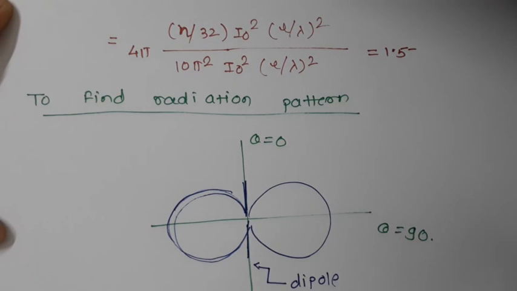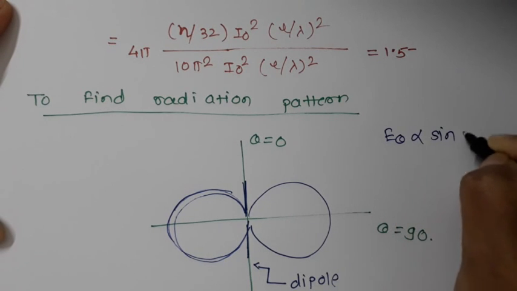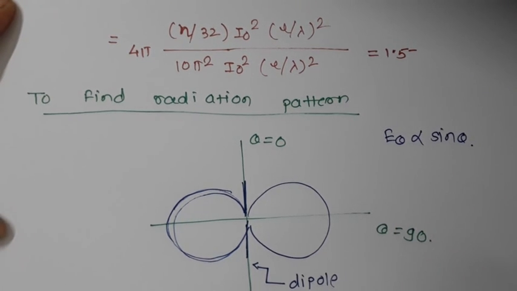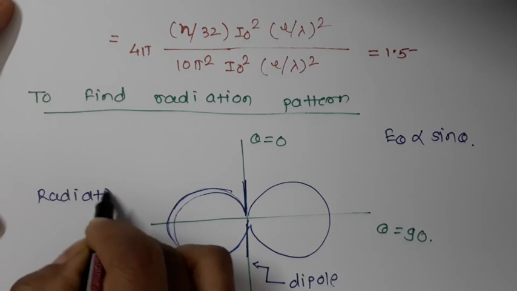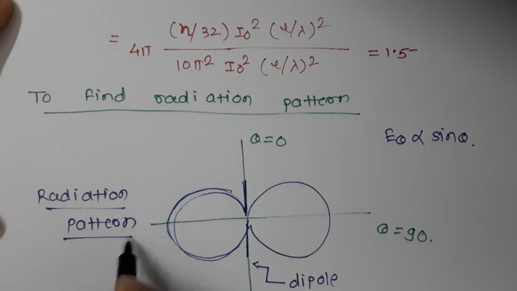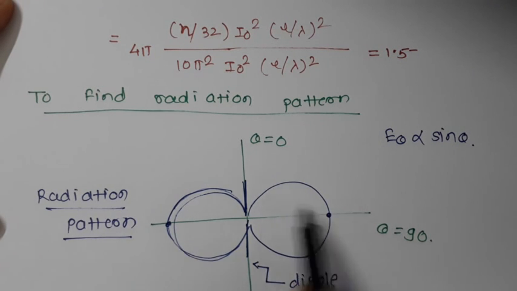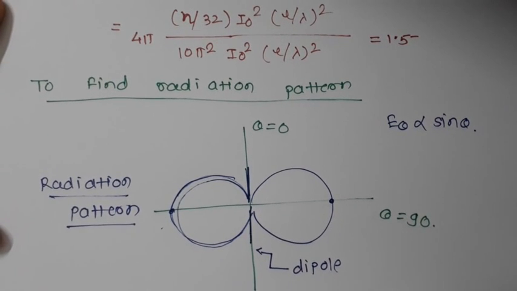Since E theta is directly proportional to sine θ, the radiation pattern will have the figure of 8 shape, where you will find the maximum radiation at θ equal to 90 degrees, and the maximum radiation will also be at 270 degrees. So this is all about the small dipole antenna. We'll stop here. Thank you.